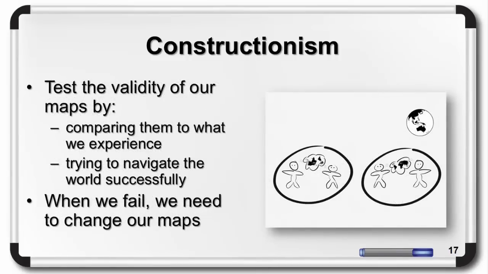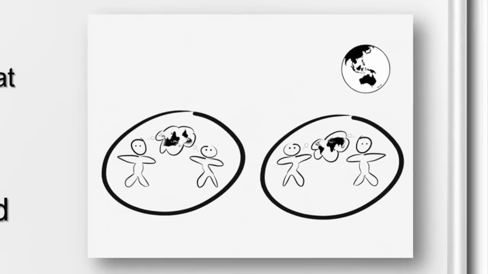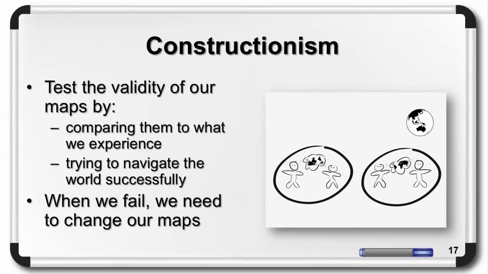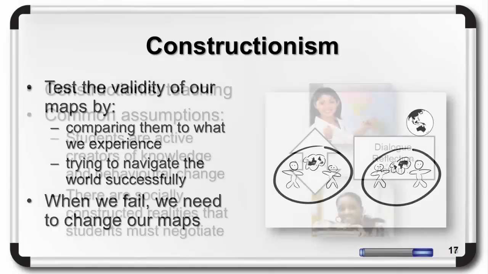These shared interpretations of the world are like maps. Different social groups construct different maps that might be equally valid. We can test the validity of our maps by comparing them to what we experience and by trying to navigate the world successfully. If our maps are well constructed and accurate, we get where we want to go. If our maps aren't accurate or ideal, we may fail and therefore need to change our maps.